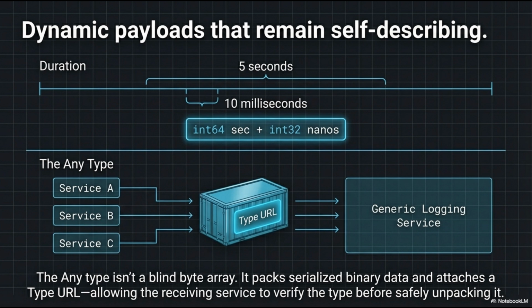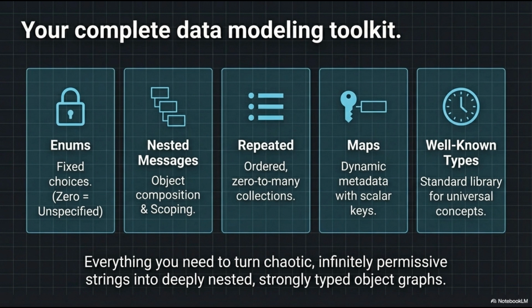Right. If we connect this to the bigger picture, using these well-known types, even the complex ones like any, guarantees data consistency across entirely different teams and languages. If your Python backend team and your Java Android team both use the timestamp type, they literally cannot misinterpret the time data. The serialization and deserialization are handled flawlessly by the generated code.